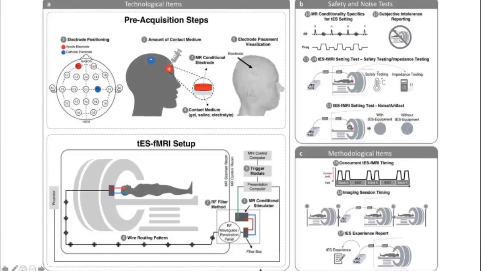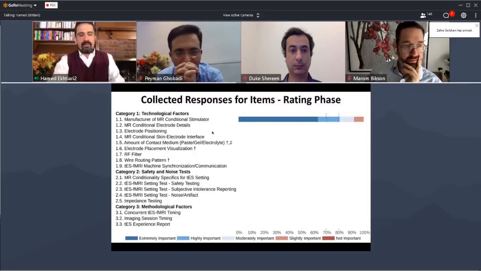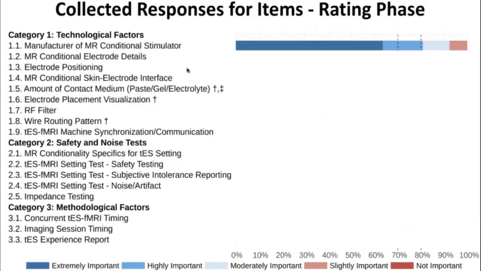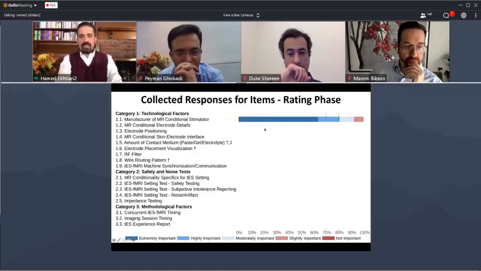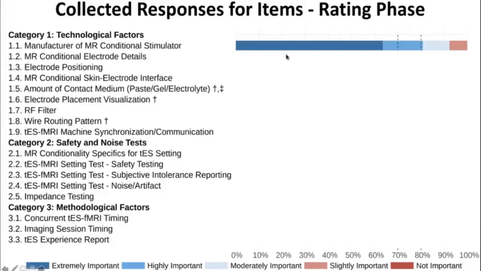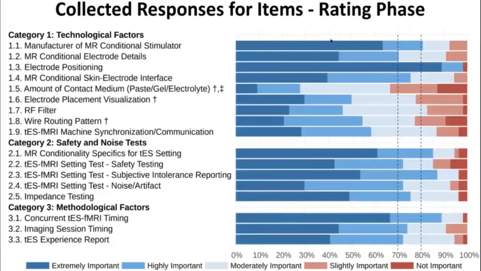So those items are divided among technological items, safety and noise issues, and also methodological items, as you can see here from number 1 to number 17, covering these different aspects of running a concurrent tES-fMRI. And these are the results. These are the ratings that we received from people in the expert panel and the steering committee. As you can see here, we asked people to rate each item from extremely important to highly important, moderately important, slightly important, and not important. You can see them in colors right now here. And these are the items.